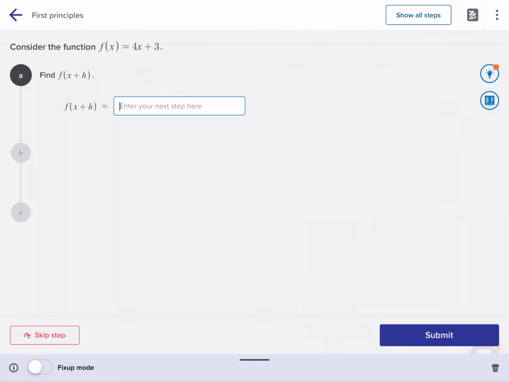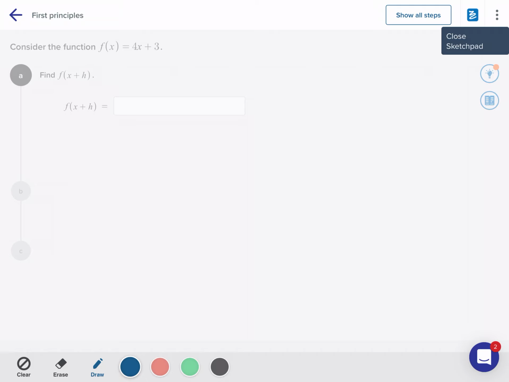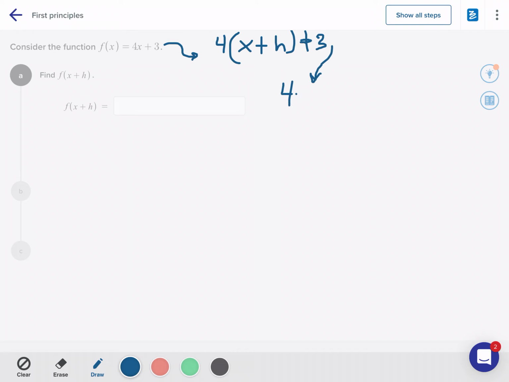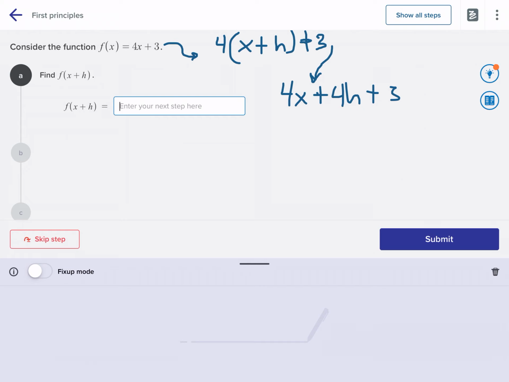It says, consider the function f of x equals 4x plus 3. Find f of x plus h. I'm going to plug in x plus h into the function. So I'm going to write 4 times the quantity x plus h plus 3, and then I'm just going to multiply that out. 4x plus 4h plus 3.